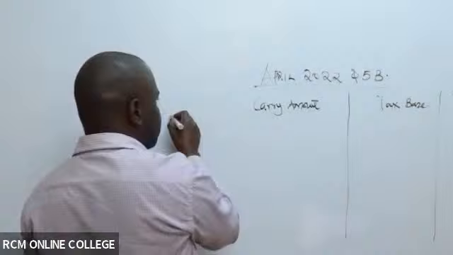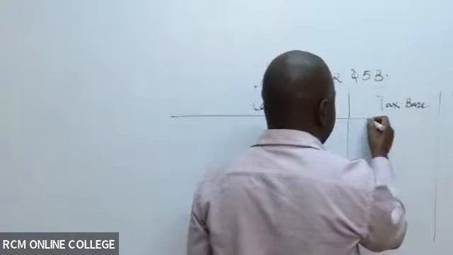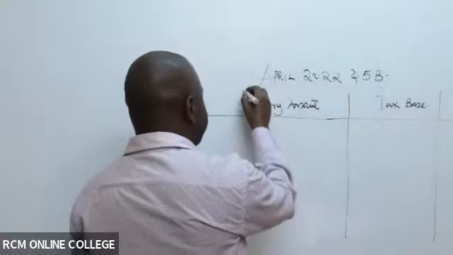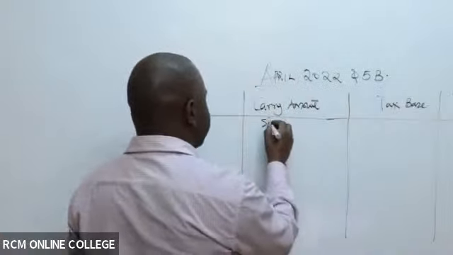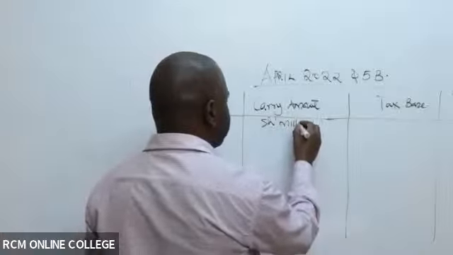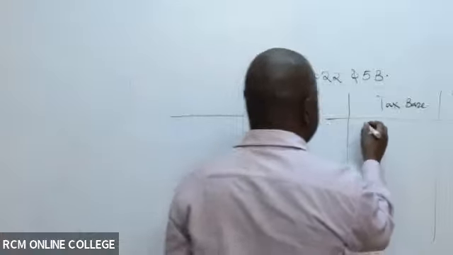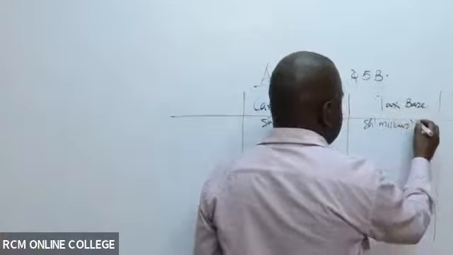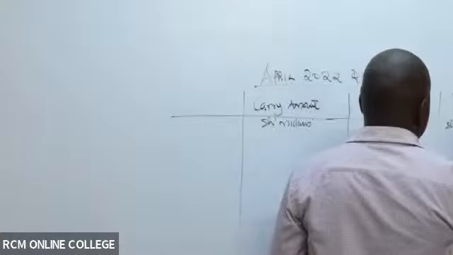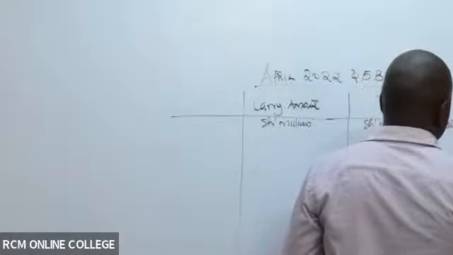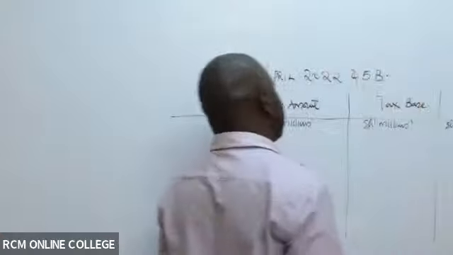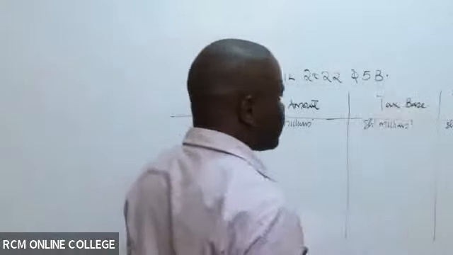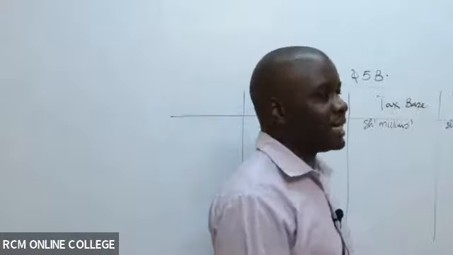So we can be able to have our table there. Remember, our amounts are actually in shillings of millions. So we'll be able to get our temporary differences. Then from there, we can be able to get our deferred tax.